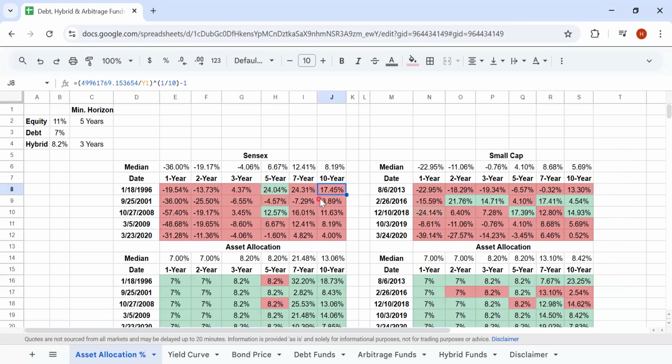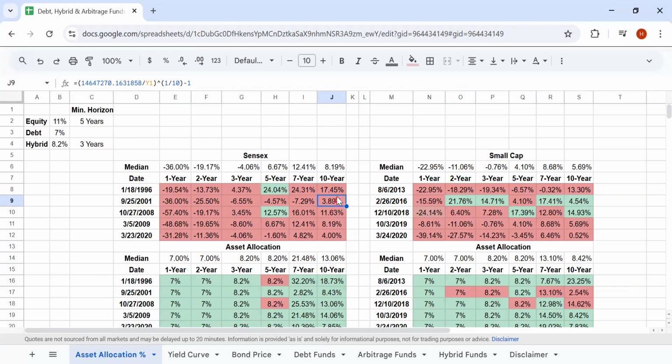Say in this case, somebody had a goal in the year 1986 on January 18th. That person has invested in the Sensex. The return was around 17.45%. Similarly, for 2001, 2008, 2009, 2020, these are the major drawdown periods.